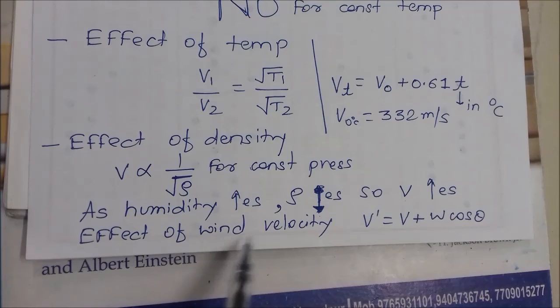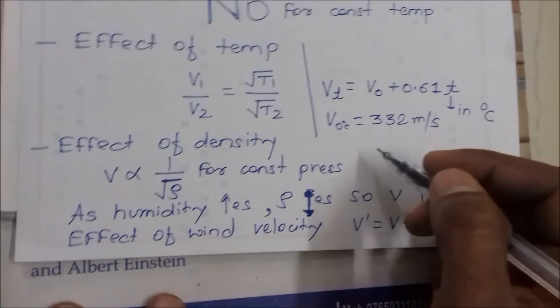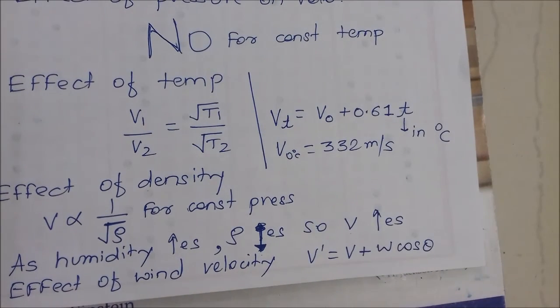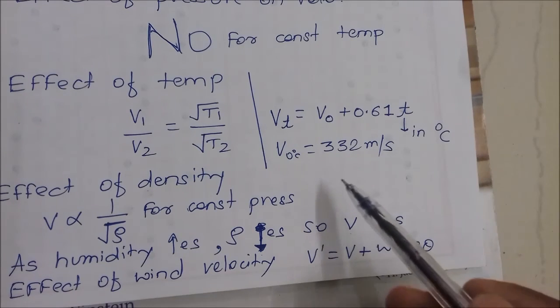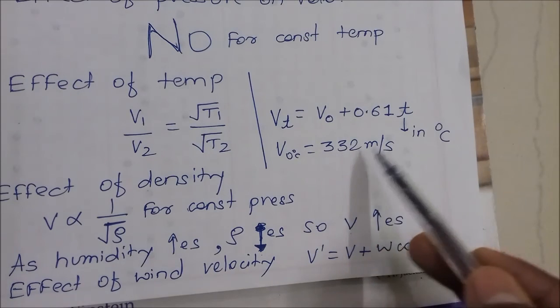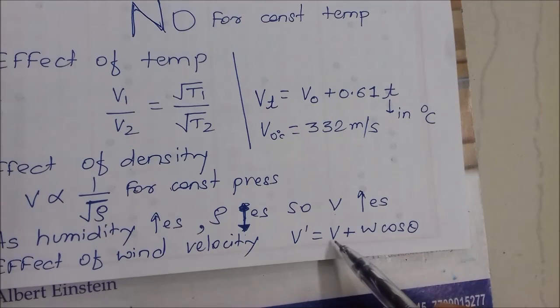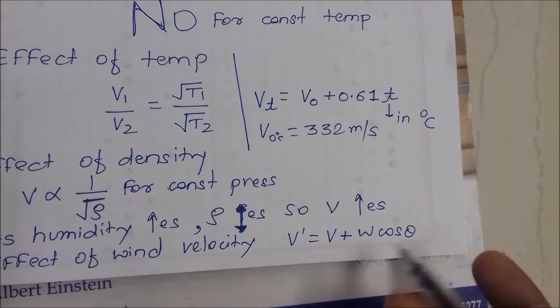What is the effect of wind velocity? We have to add wind velocity directly into the velocity of sound. If velocity of sound is 332 and if wind is flowing at the rate of 10 meters per second, then velocity of sound becomes 332 plus 10, 342. If wind velocity is at an angle of theta with velocity of sound, then we have to add v plus w cos theta, component of wind velocity.